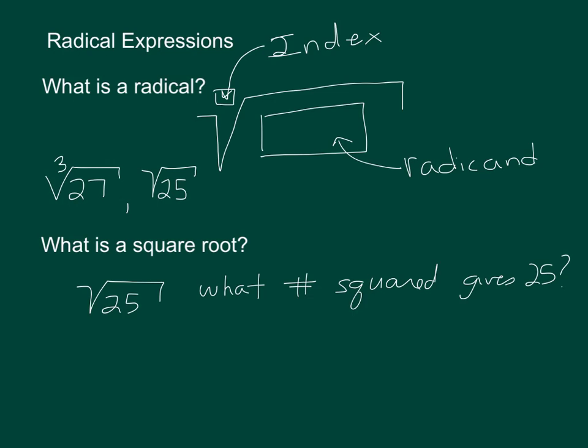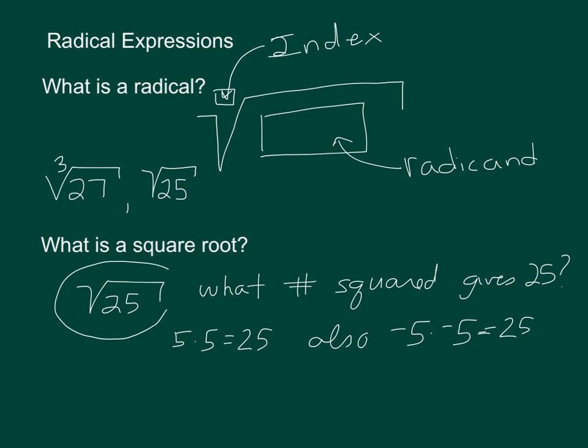And in truth, there's 2 answers. 5 times 5 will give you 25, but also negative 5 times negative 5 will give you 25. In this case, I want the answer of 5. So when we say the square root of 25, we want what's called the principal or the positive square root, which is 5. If I wanted the minus, I would have to put the minus sign in front of the radical, like that.